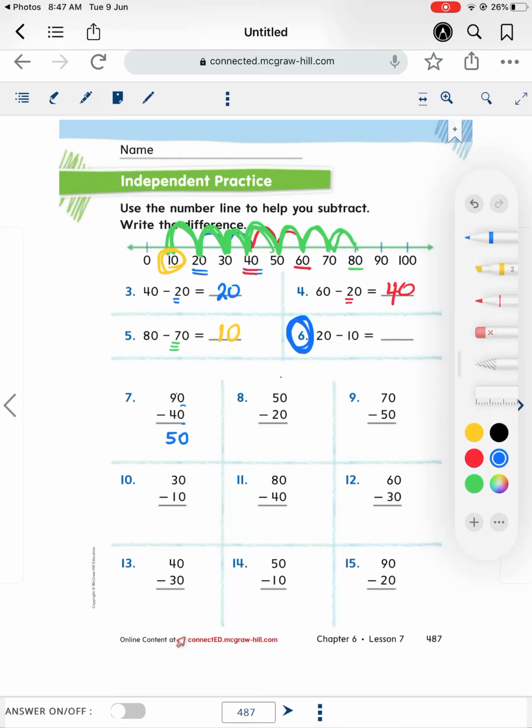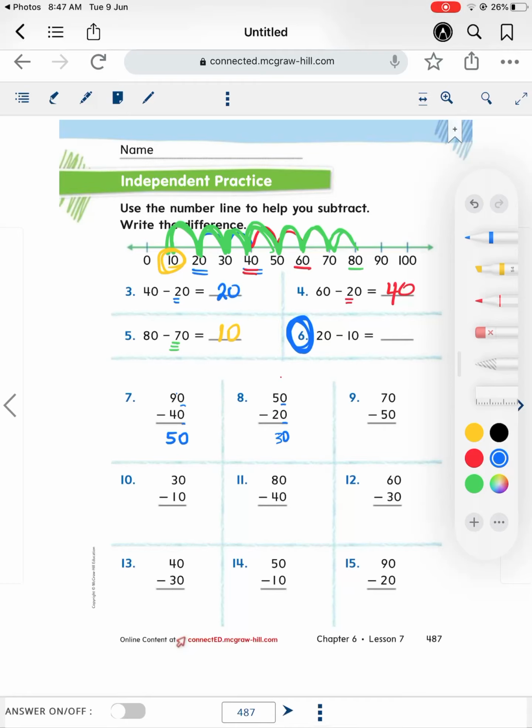Have a look here. 50 minus 20. 0 minus 0 is 0. 5 minus 2. Yes, count back. 5 in our mind and we will count back 2. So 5, 4, 3. So the answer is 30.